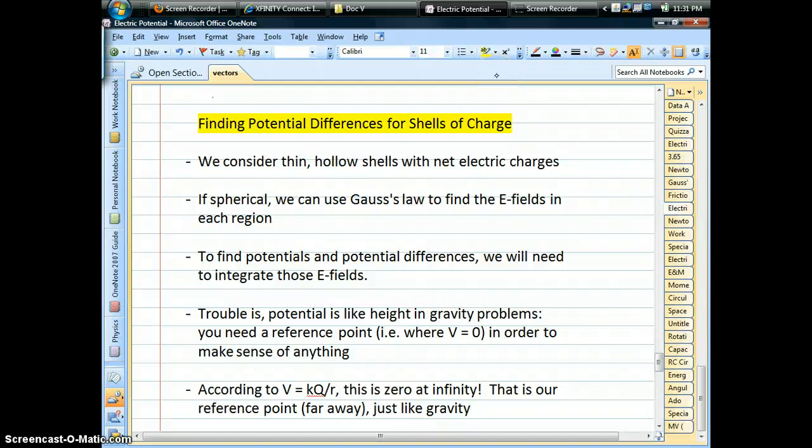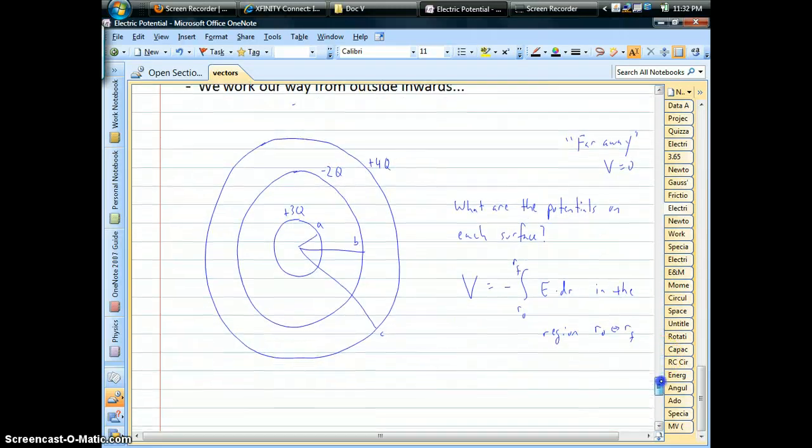Alright, we're back and we're doing some electrostatics. In particular, we're trying to figure out how to find electric potential for different shells of charge. Basically the picture we're going to look at is one of these pictures that we have for Gauss's law problems, where these are thin hollow shells, no thickness to worry about, no materials to worry about, they just are these thin shells that have charge. And we want to try to figure out what the potentials are for each of the three surfaces. That's our problem.